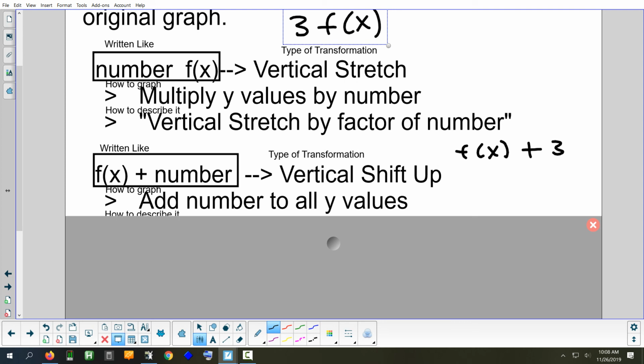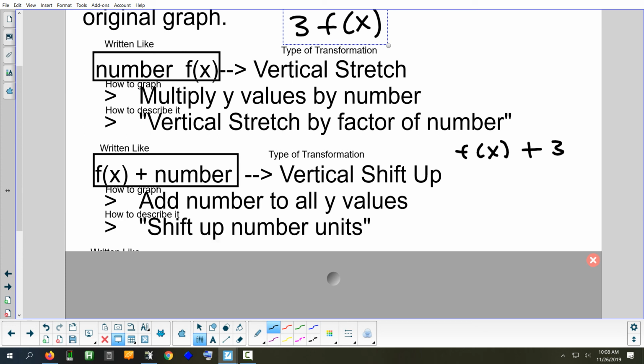It means that you're adding a number to all the y values. That's how you shift something higher. If you had a coordinate and you wanted to make it higher, you would add a number to the y value. Like if I gave you the coordinate 2, 4, and I said I want you to take that coordinate and shift it up 5 spots, the new coordinate would be 2, 9.